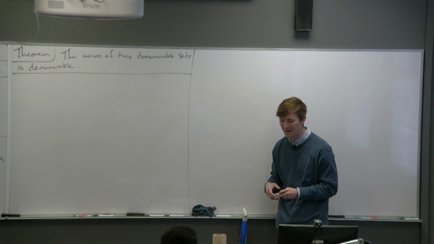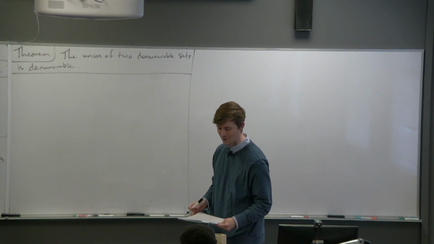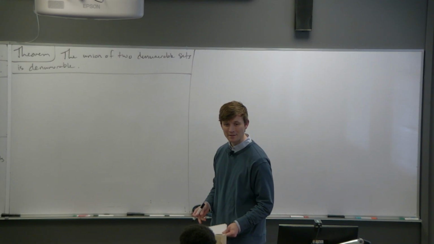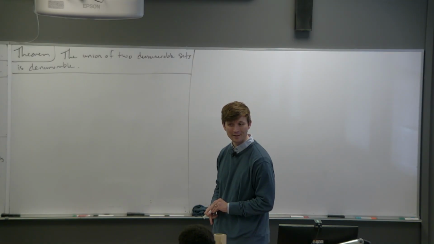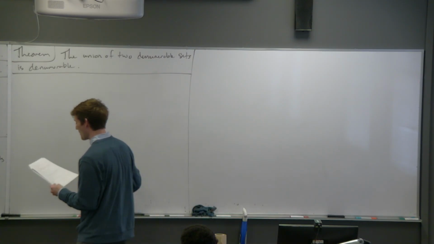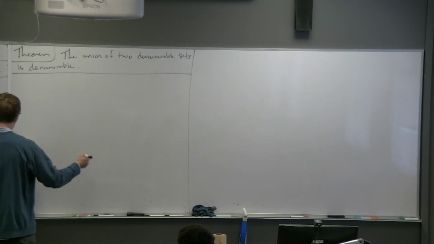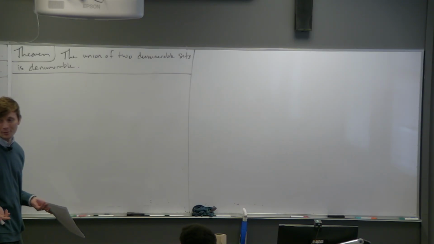So let's build to that. Let's prove this: the union of two denumerable sets is denumerable. And it turns out, by the way, that we actually have a really nice construction that lets us build uncountable sets from denumerable sets that basically works like this union here, or like a limit of unions in a certain sense. So let's prove this. The union of two denumerable sets is denumerable. How would you start? What would you do?